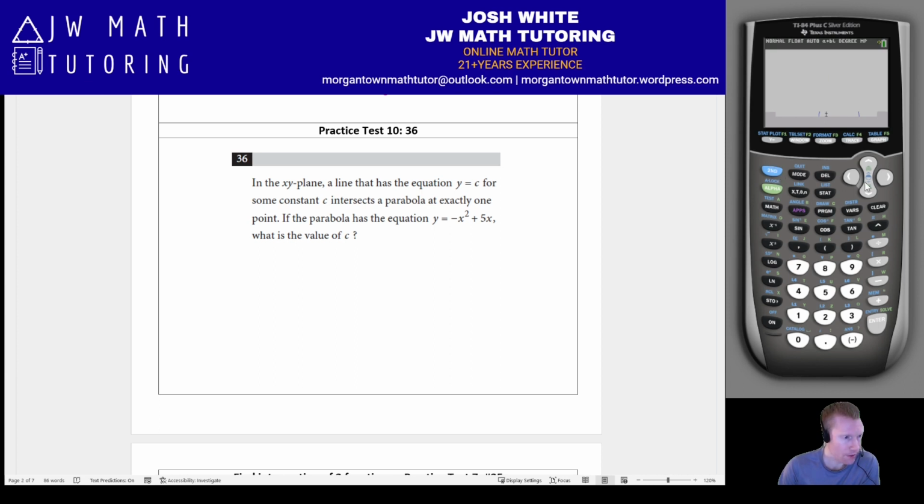So we just go back to the calculate menu. We can now do a maximum function. Left bound here is fine. Right bound, we're just going to have to go over to the right of it. Hit enter, and now for guess, we'll just go in the middle.